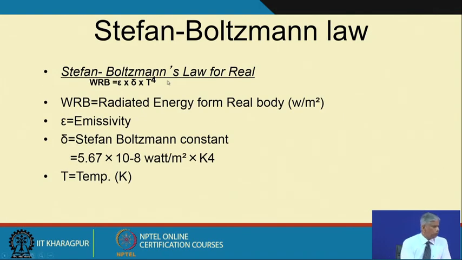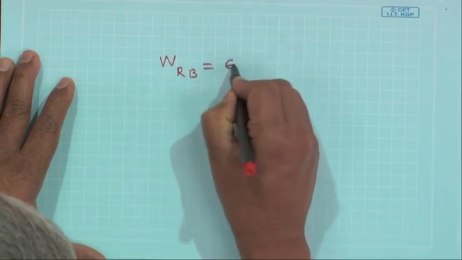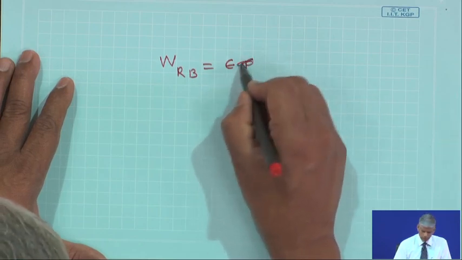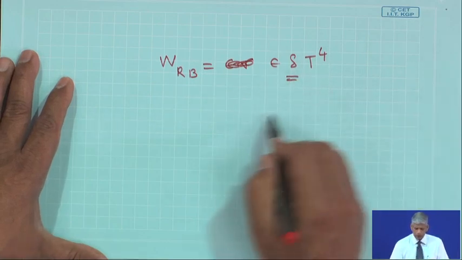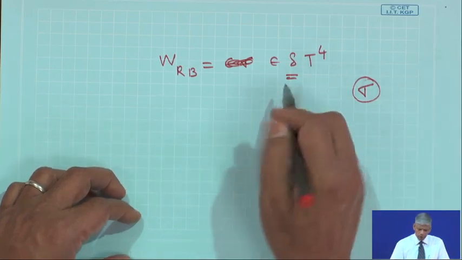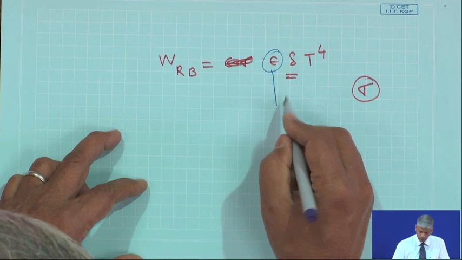Okay. So, we see this for the real body. W real body is nothing but surface emissivity times the Boltzmann constant. I have denoted this. Okay. In some books you will see this symbol. Okay. So, the idea is how do I find out the emissivity of a real body?